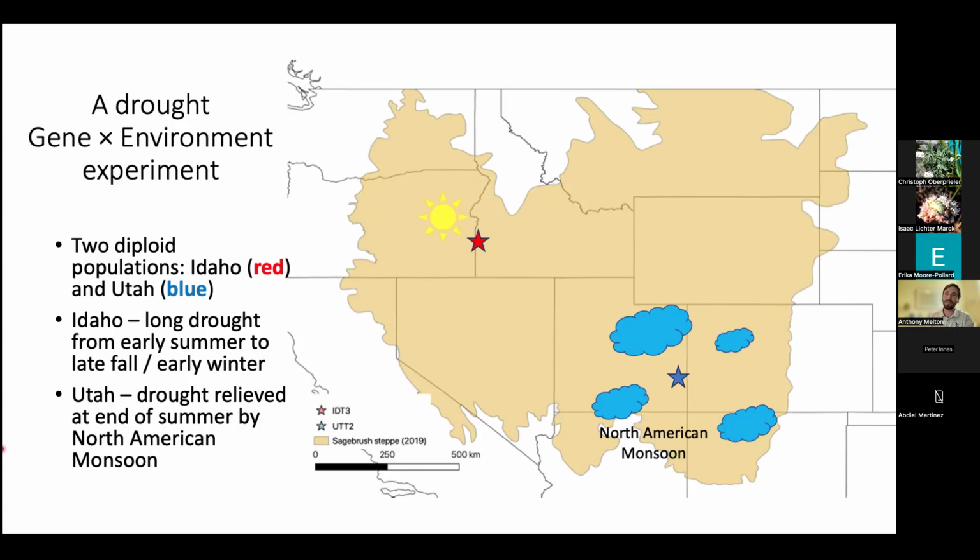From early summer, like late May, early June, all the way into October, potentially even early November, these plants aren't going to experience a lot of precipitation. So they're going to have a really long, prolonged drought stress. For Utah, they're still going to experience quite a bit of drought stress through a big part of the summer, but much earlier in the year, the drought stress will be offset by the North American monsoon. So these are plants that will experience about half the period of drought stress that our Idaho population would.